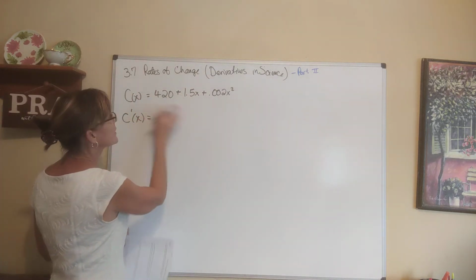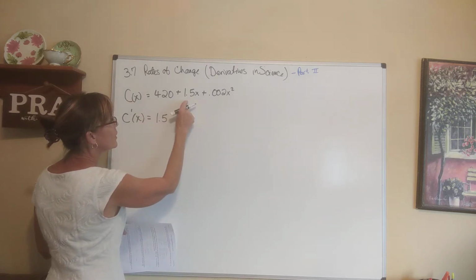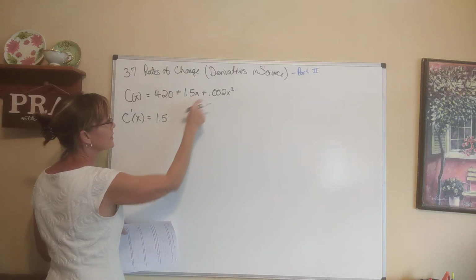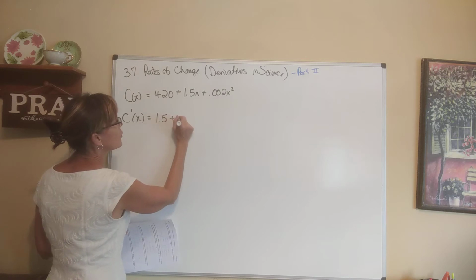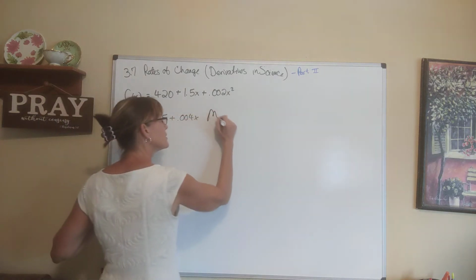So if we take the derivative here, it's going to be 1.5. This is 0. This is power rule. The 1 comes in front. This is just 1.5 plus 0.004x. This is the marginal cost. Okay.